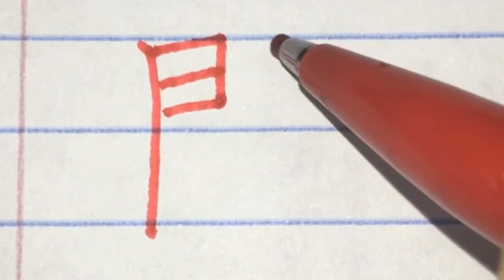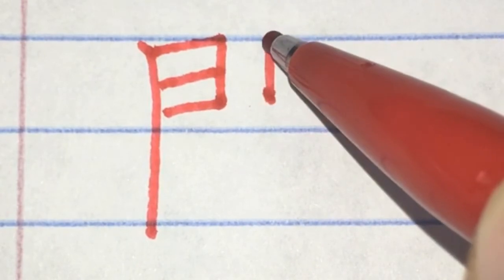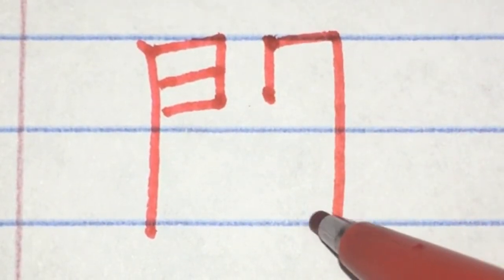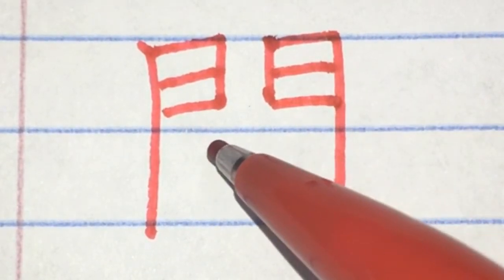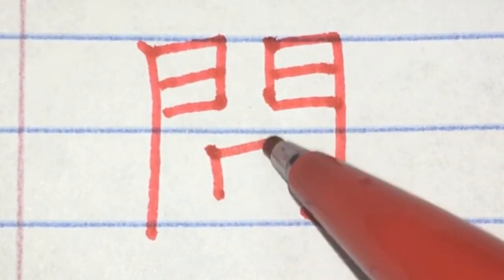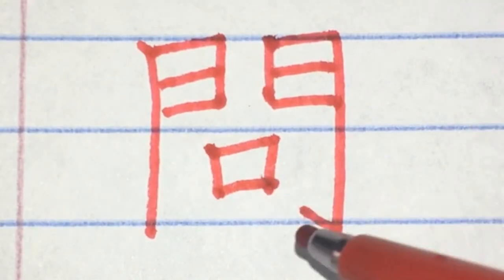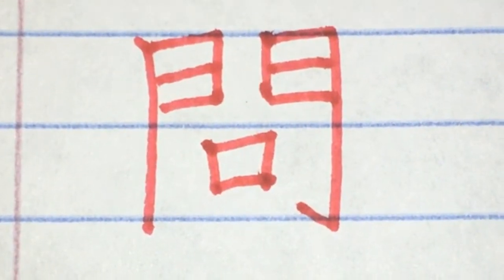Go down, attach, across, go down, across, across. Go down, attach, across, go down, hook, across, across, and then you write kuchi, as you use your mouth to question something.